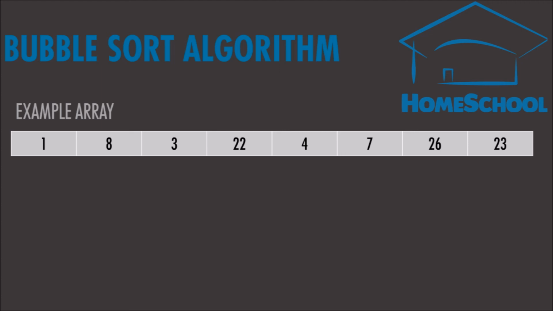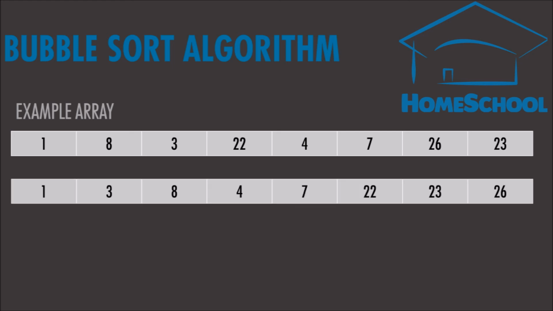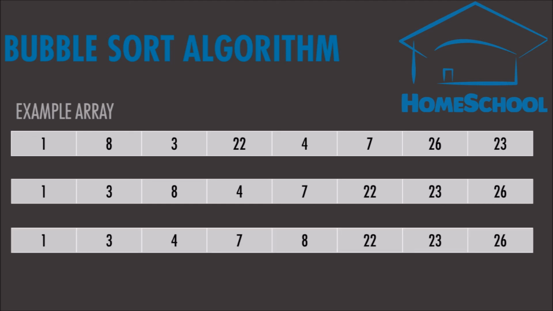However, when the algorithm moves on to the second and third elements, 3 is larger than 8, so the elements swap over. This continues along the array until we are left with this. However, we are not finished yet, as 4 is larger than 8 and so is 7, so these swaps take place and we are left with the sorted array.